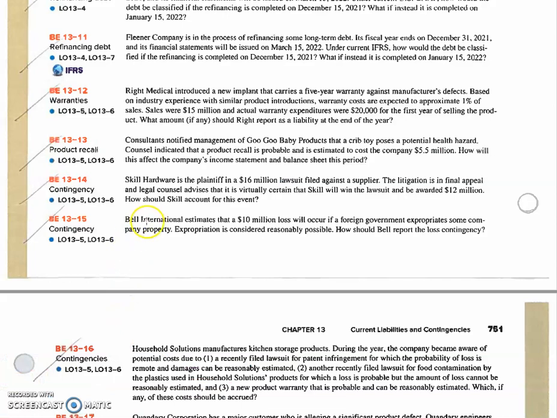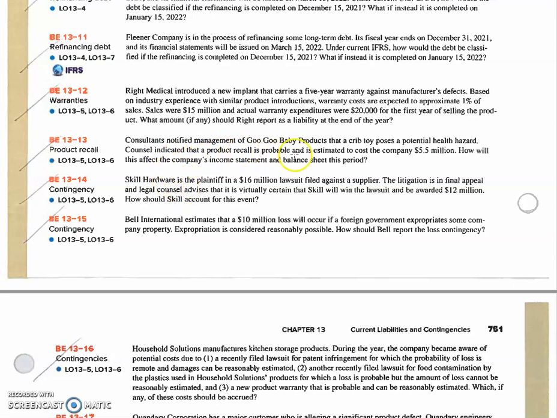Okay, let's go to the next one. Consultants notify management of Goo Goo Baby products that a crib toy poses a potential health hazard. Counsel indicated that a product recall is probable and is estimated to cost the company $5.5 million. How will this affect the company's income statement and balance sheet this period?